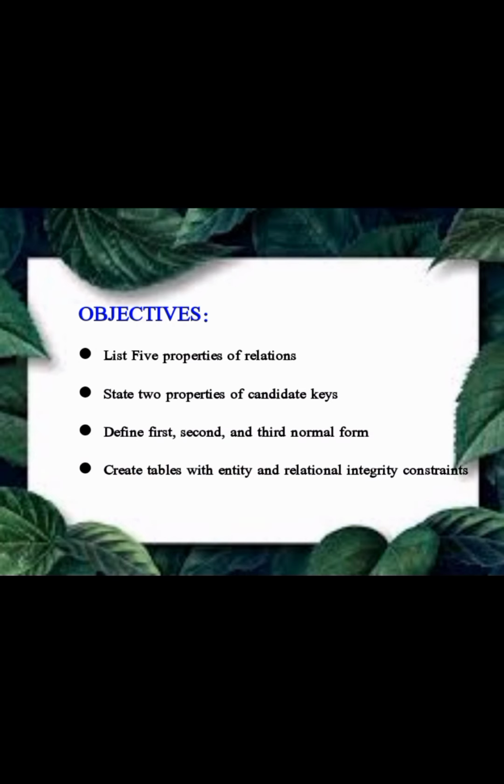Objectives. List 5 properties of relations. State 2 properties of candidate key and define first, second, and third normal form. And also create tables with entity and relational integrity constraints.